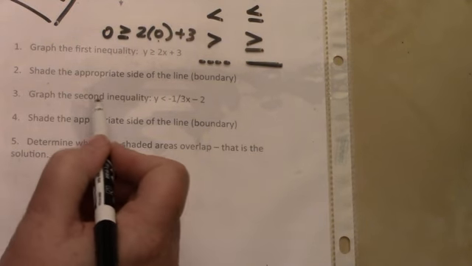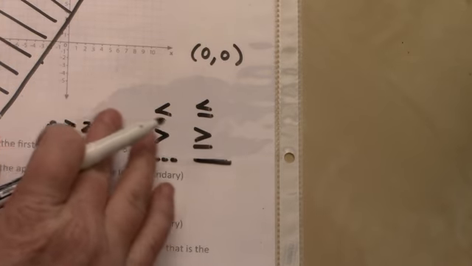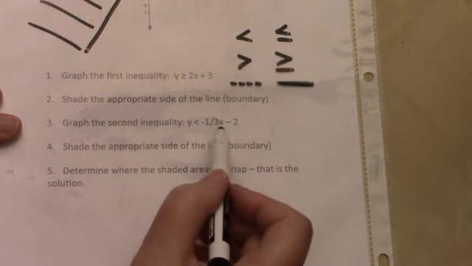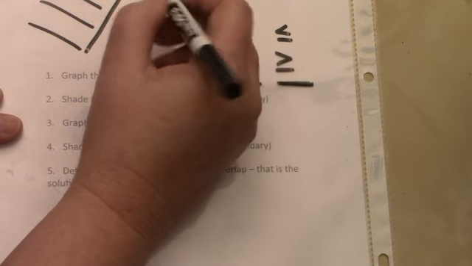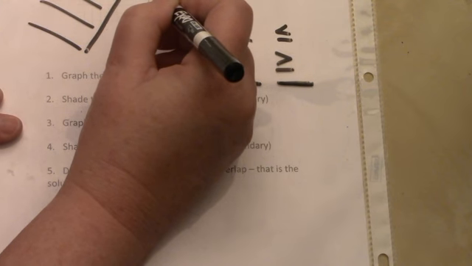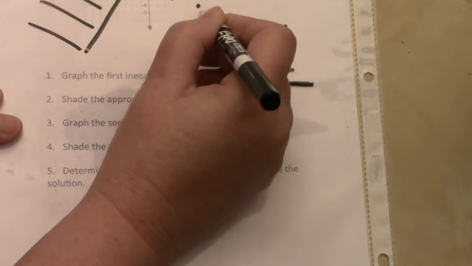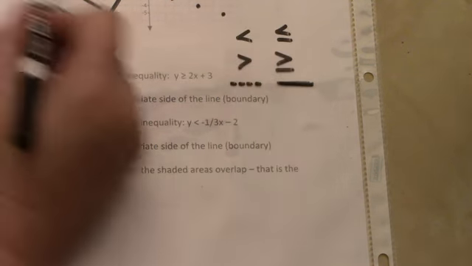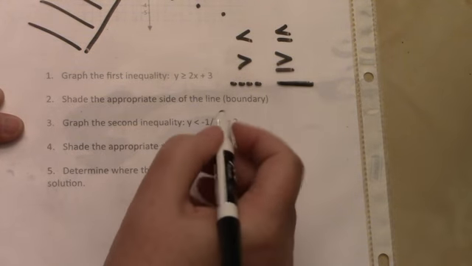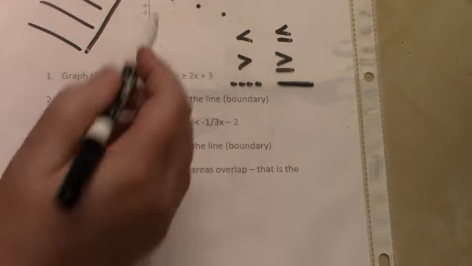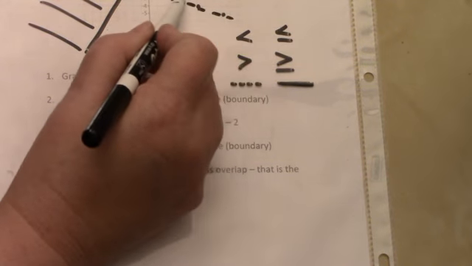Step 3 is to graph the second inequality. So I'm going to erase this to give myself a little bit of room. This one is starting at -2. That's down here. And then it has a -1/3 slope. That means from my point, I'm going to go down 1 and then to the right 3. Down 1 and to the right 3. Now I'm going to connect these dots, but how am I going to connect them? This is simply less than. It doesn't have the equals under it. That means it's going to be a dashed line.